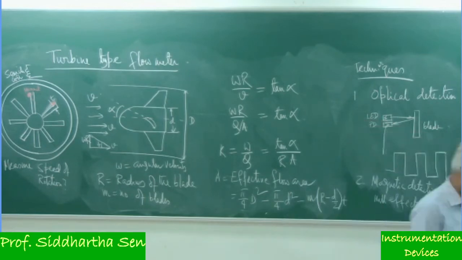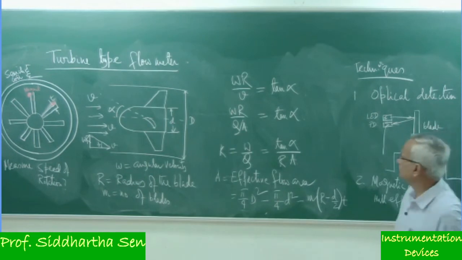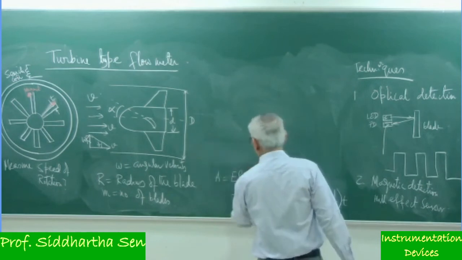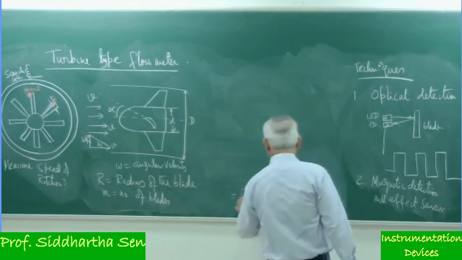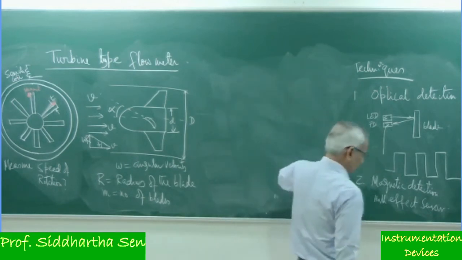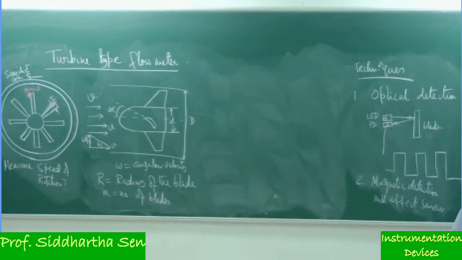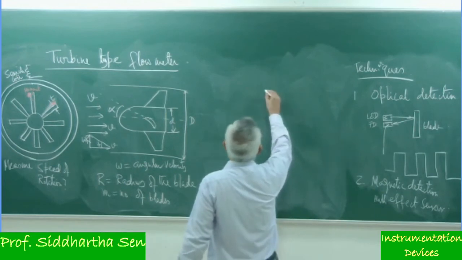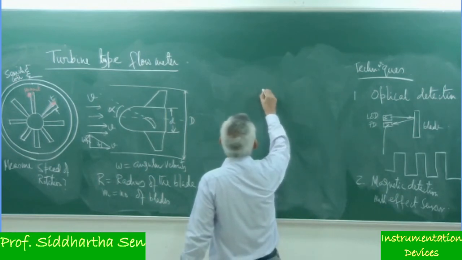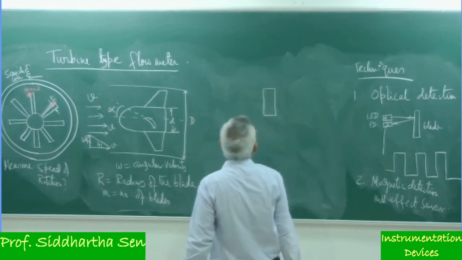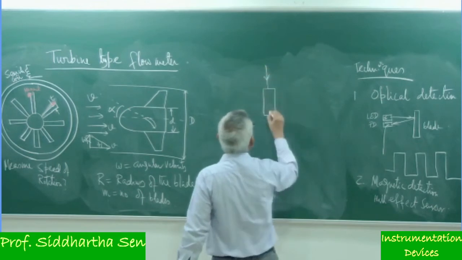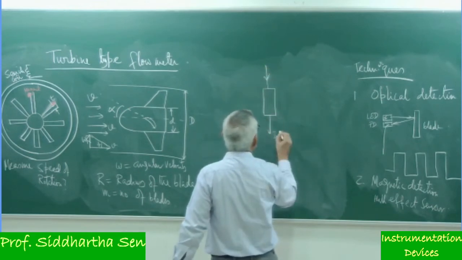Hall effect sensor, what it is? You know possibly that Hall sensors are also there. All the things I cannot discuss in the class, but you must look into it. Hall sensors are basically, suppose there is a Hall material there. What we do is that we pass some constant current through it.